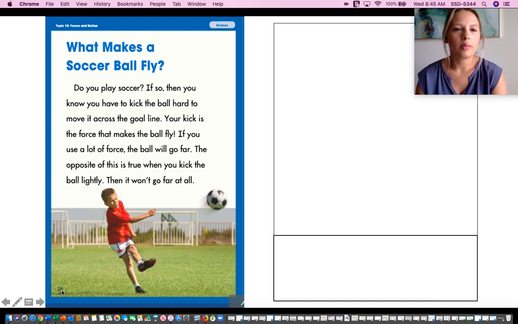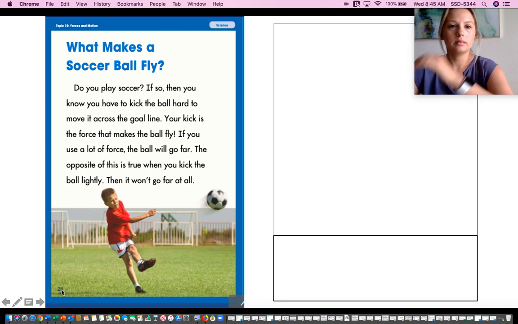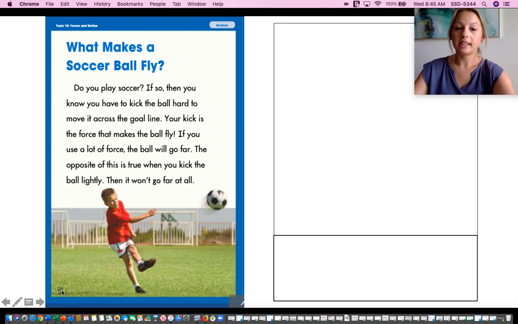What makes a soccer ball fly? Okay, we're going to take a second. We're going to look at the illustration. We're going to predict what we think the story is about. Tell me what you think the story is about. I think the story is about a boy who plays soccer. And the title of the story is What Makes a Soccer Ball Fly?